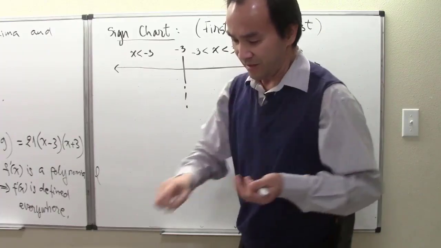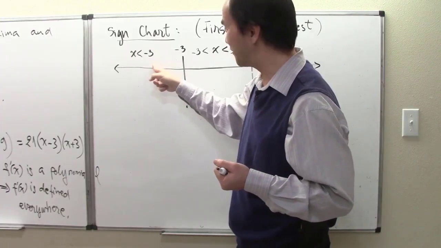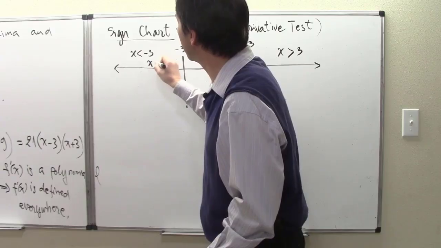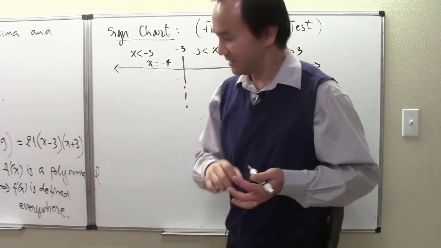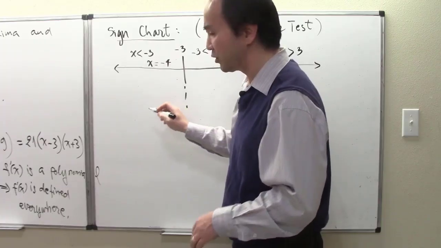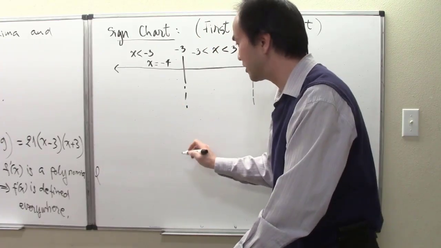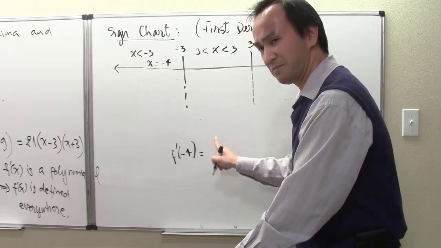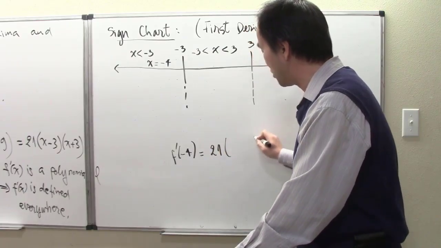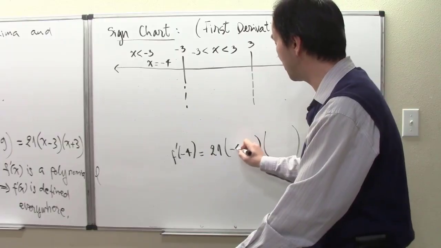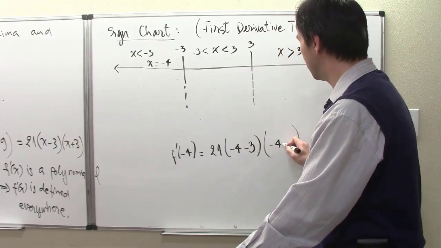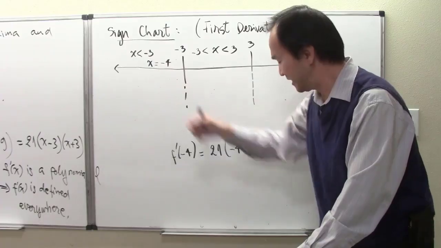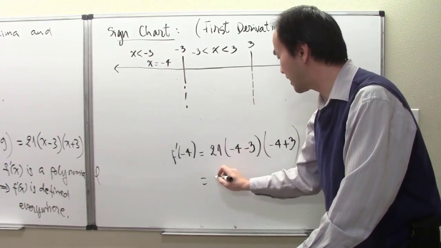Would anyone like to give me a test point for this interval? Negative 4. Negative 4 will work just fine. So I'm going to test with x equals negative 4 in the derivative. So f prime of negative 4, and see, the factoring is more advantageous here: 21 times negative 4 minus 3 times negative 4 plus 3. That's making it easier because all I care about is the final sign of the derivative. So 21 here is a positive.